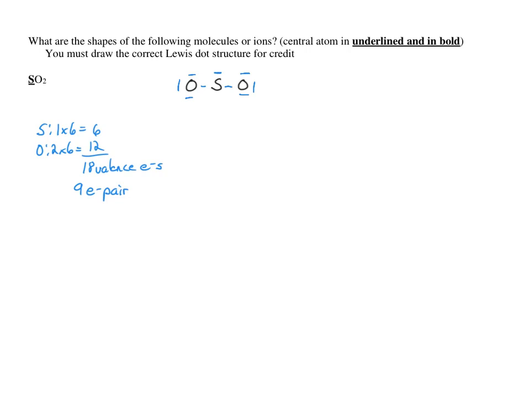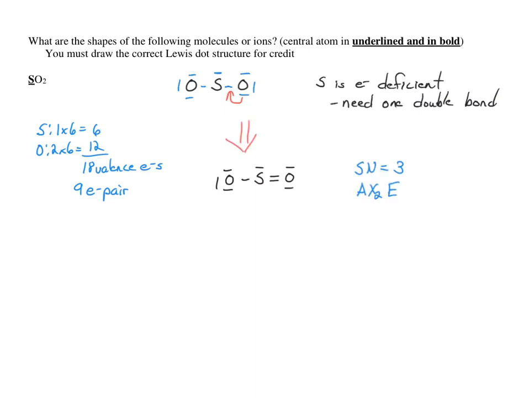We see sulfur is electron deficient, so we need to have 1 double bond. So we're going to use one of these lone pairs on one of the oxygens to form a double bond. Doesn't matter which side, they're both equivalent. And we're going to rewrite our compound. So here's the resulting Lewis dot structure. We see that the steric number is 3. There's 3 regions of electron density around the center sulfur, and 2 of the regions are bonding regions, 1 non-bonding region. That means our overall molecular geometry will be bent.